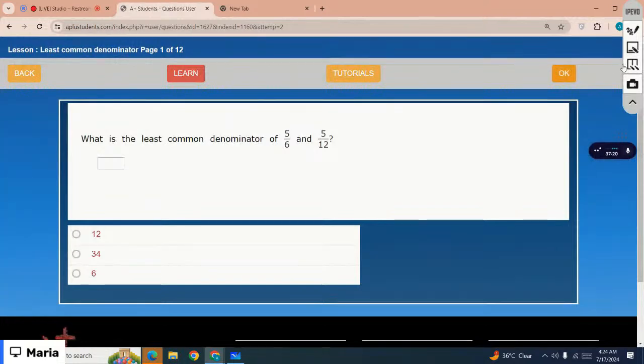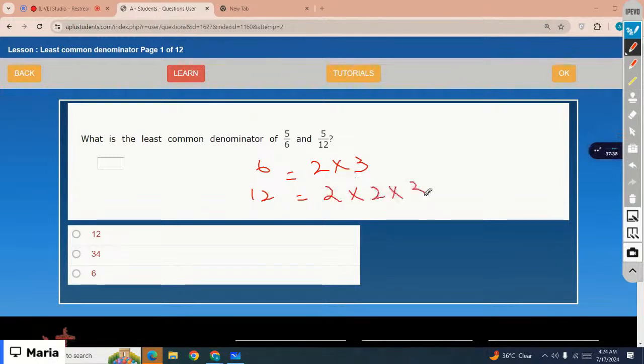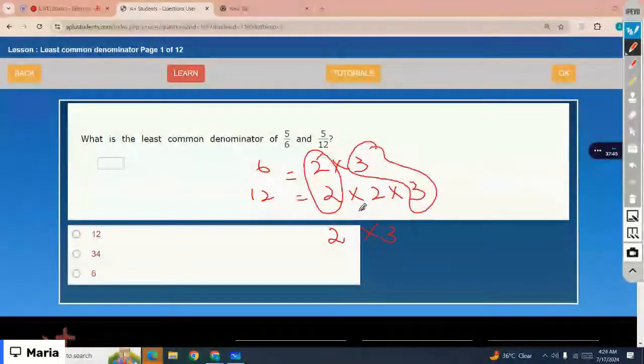Okay, what is the least common denominator of 5 by 6 and 5 by 12? So the denominators are 6 and 12. Let's just write down the prime factors of 6 and 12. So the prime factors of 6 are 2 times 3, and the factors of 12 are 2 times 2 is 4, and 4 times 3 is 12. This is a common factor. This is the 3 times 3 common factor, and we are left with just a 2. So let's just multiply 2 times 2 is 4, times 3 is 12. So that means the least common denominator of 5 by 6 and 5 by 12 is 12.